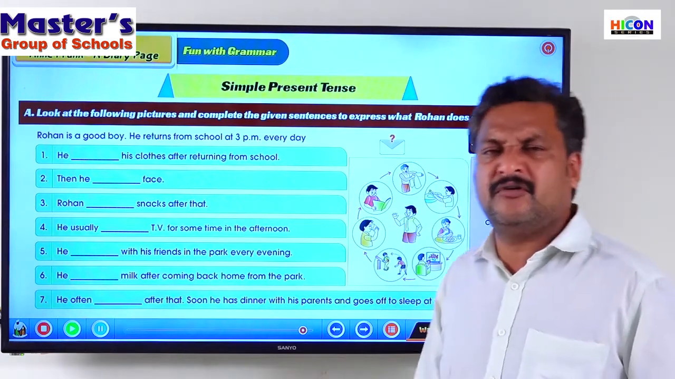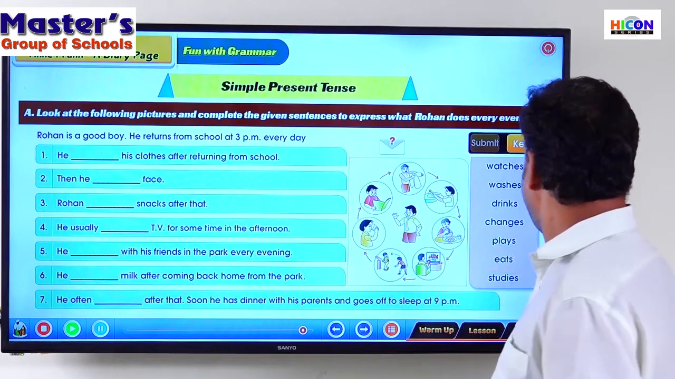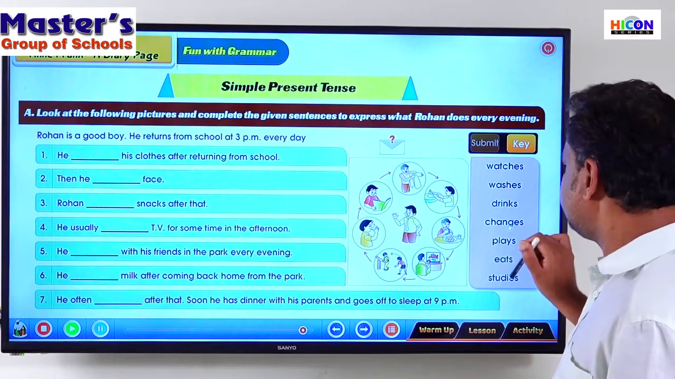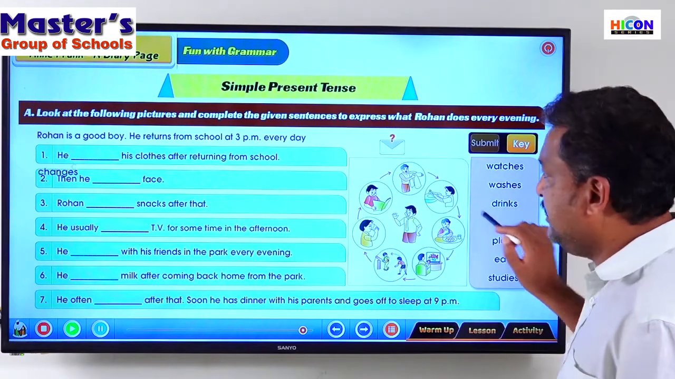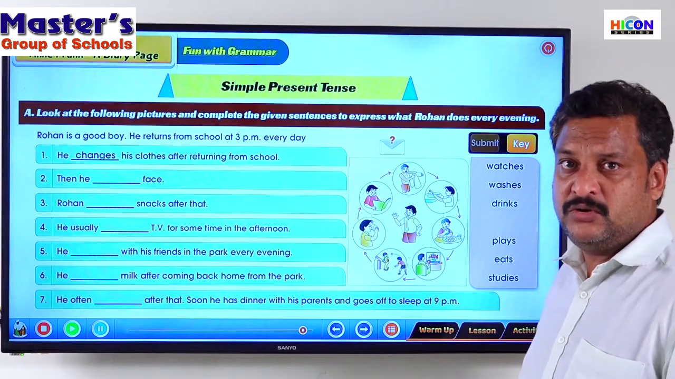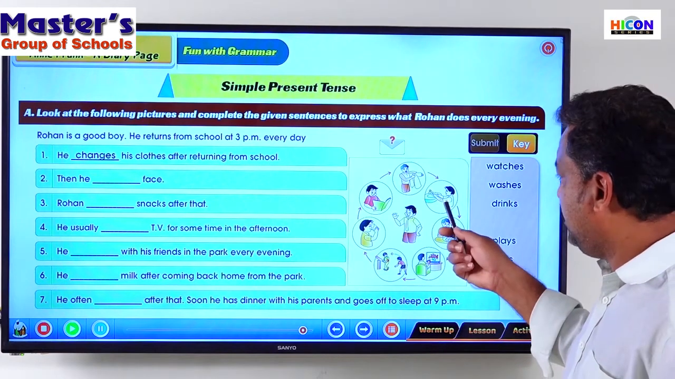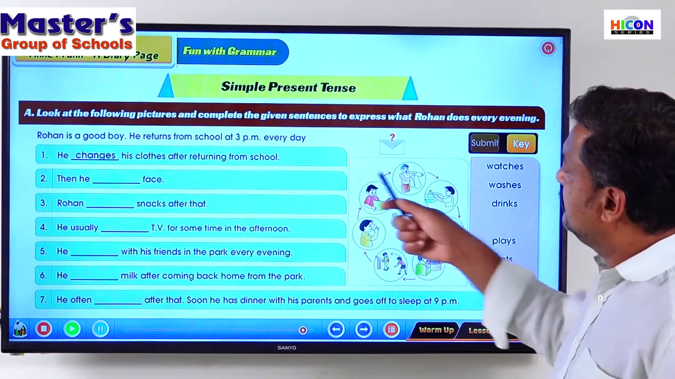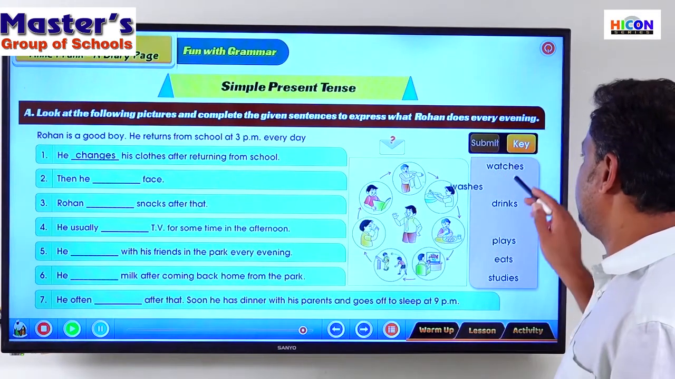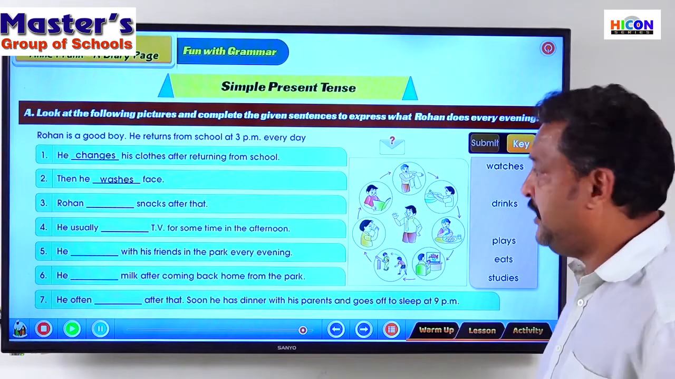He changes his clothes after returning from school. So after returning from school, what do we do? We remove our clothes, isn't it? Do we have remove here? No, we have change. He changes his clothes after returning from school. What does he do? He changes his clothes. And after changing his clothes, what is he doing? Then he washes his face.